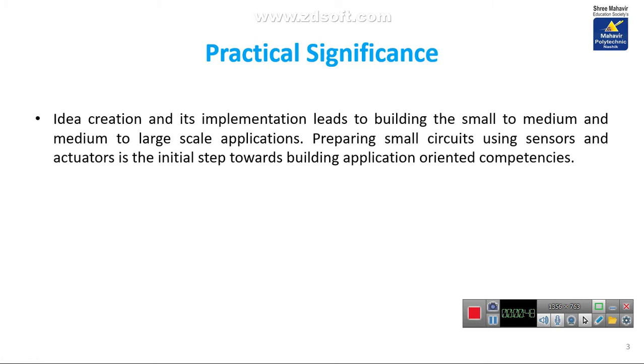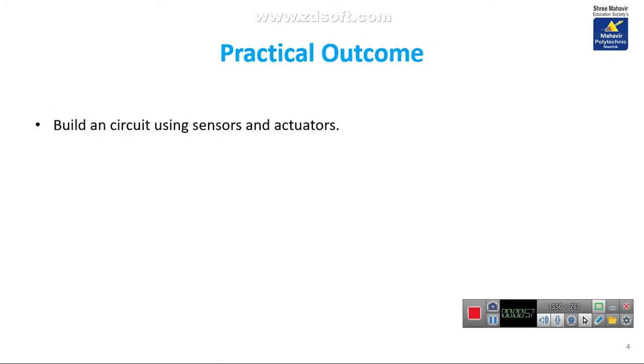Sensors will sense the motion of an object or the position of an object, and the actuator will provide the mechanical motion. After this, the student will be able to understand and build a circuit using sensors and actuators.